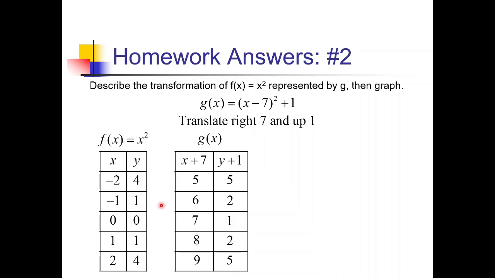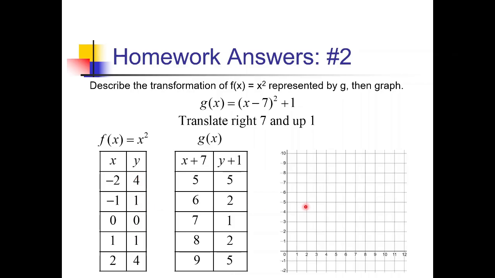So now let's graph all these points. We've got 5 comma 5 right up here, 6 comma 2, 7 comma 1, 8 comma 2, and finally all the way over here 9 comma 5. And there's our parabola for this one.